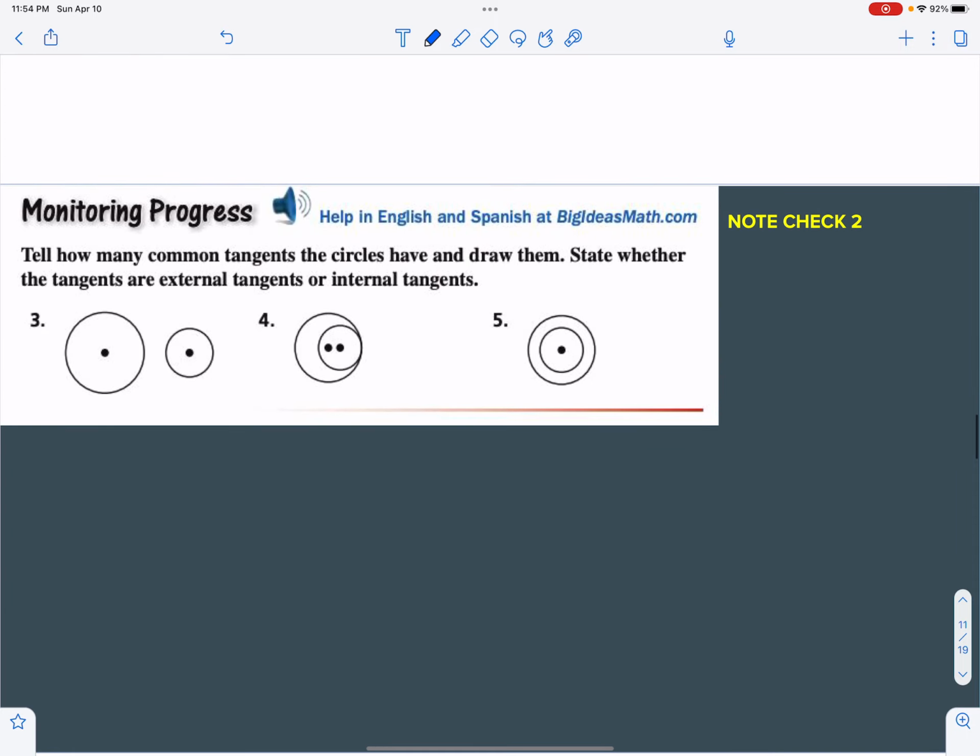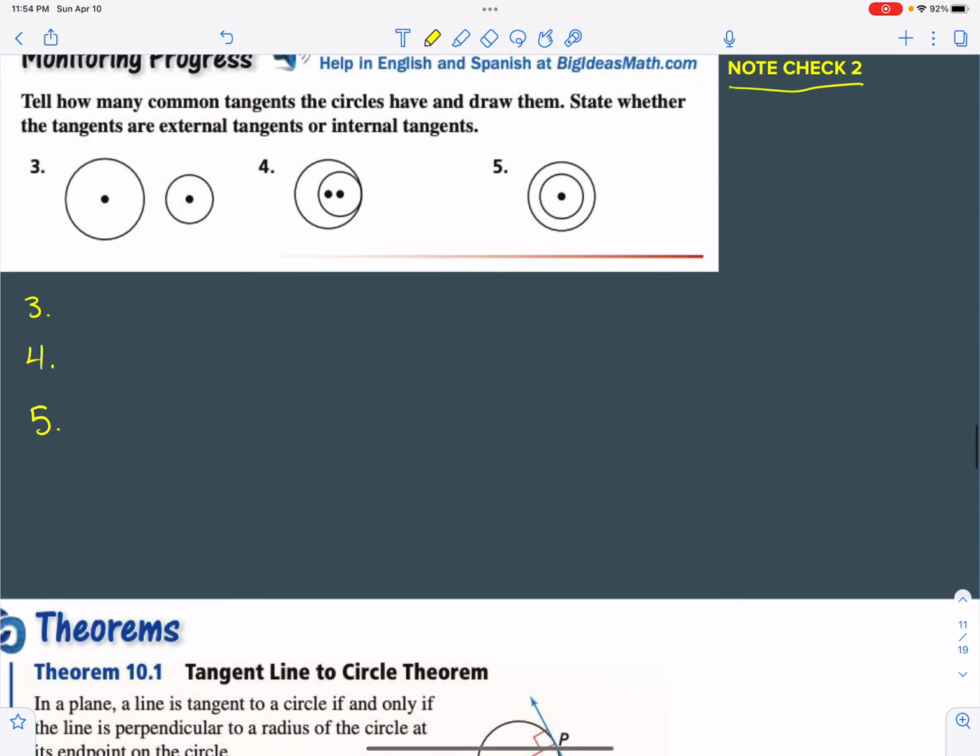So again, we have another note check. Please make sure you draw these circles in your note check so you can just add them below those other ones in your note check. So for this section so far, we should have 5. Again, you can draw the circles, the common tangents, or just put the number of common tangents on there. I'll take that too on this one. But it really does help to draw them out so that you understand what they look like.